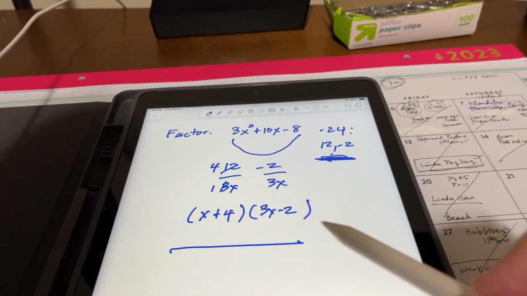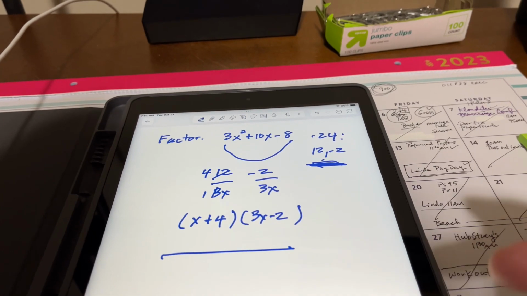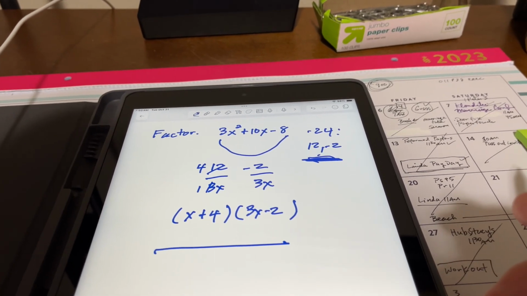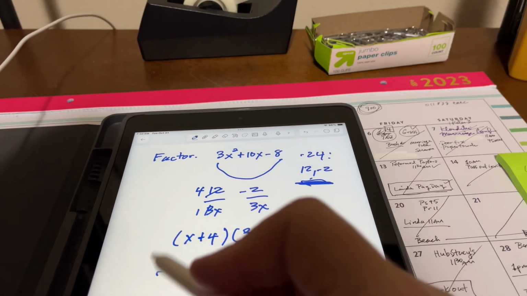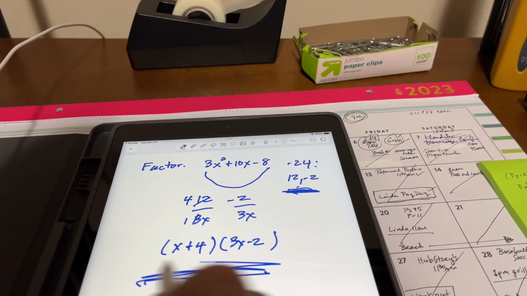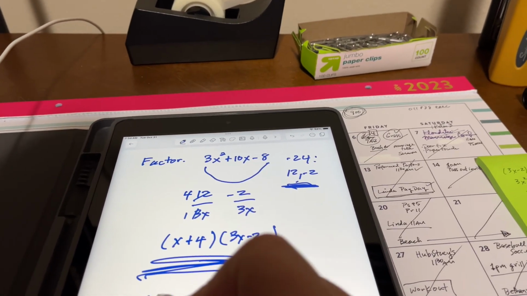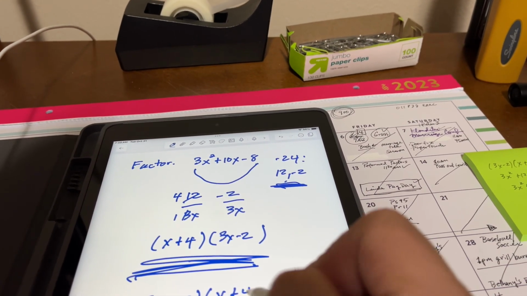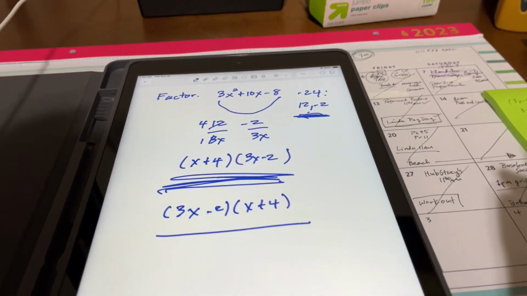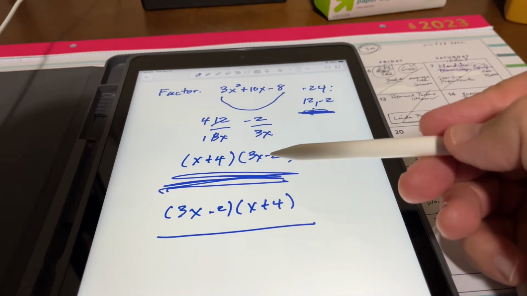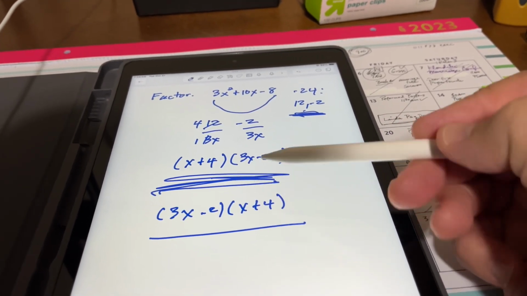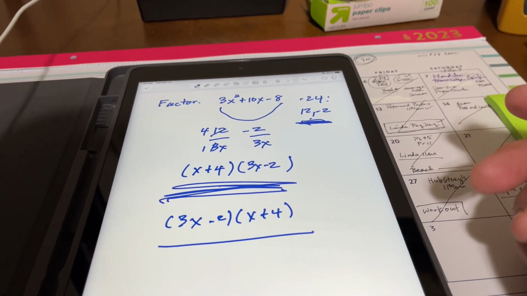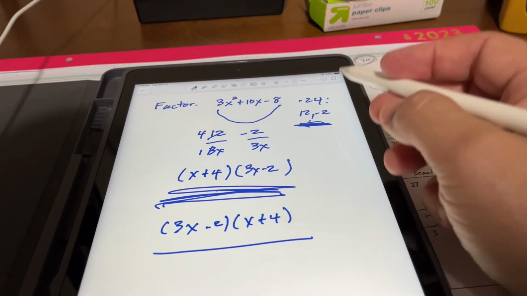Now the parentheses are in a different order, but again, because we're multiplying, that doesn't really matter. So this is the same thing as this. So this answer here is the very same thing as this, just in a different order. And because we're multiplying, that's an equivalent solution. So it doesn't matter whether you write it this way or whether you write it that way. It's the same thing.